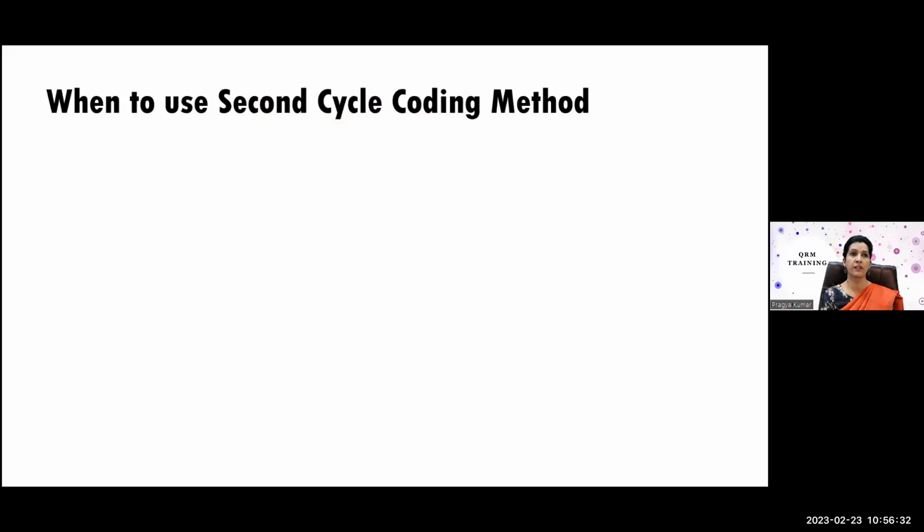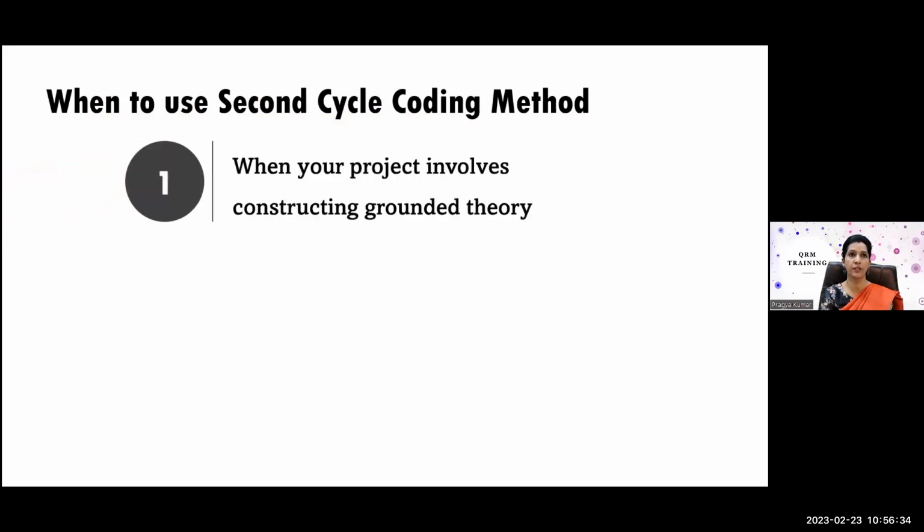So when will you use the second cycle coding method? When your project involves constructing, when you have a belief in grounded theory. Remember, we discussed the various qualitative research methods. We discussed narrative research, phenomenology, case study, grounded theory, maybe ethnography. So those we have discussed. If your choice of qualitative research involves a grounded theory, then definitely you have to go for the second cycle coding method.